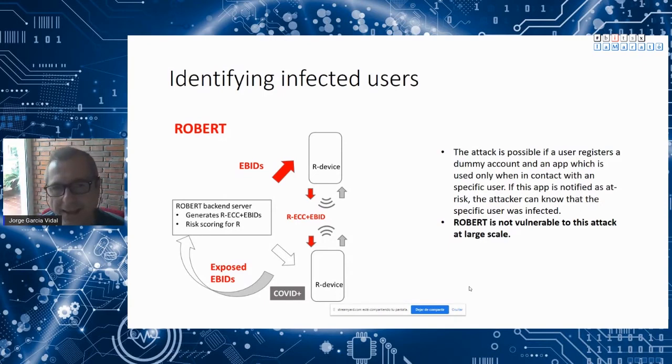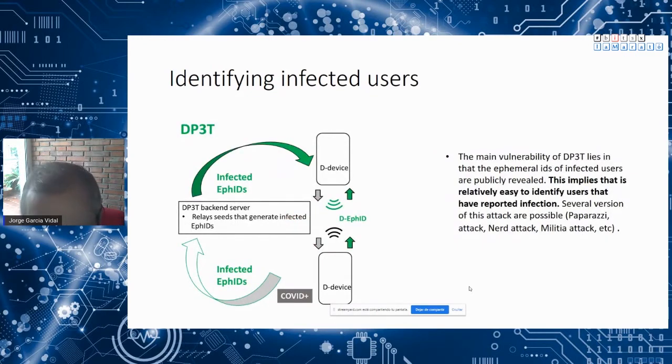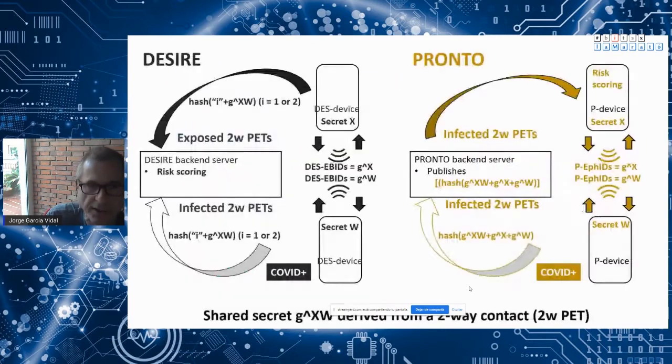So this attack is not feasible at large scale in the case of ROBERT, but this attack is pretty simple to be done in the case of DP3T, because if I have a Bluetooth low energy receiver and I can, for instance, install a video camera, I can cross information of timing and persons, for instance, faces, and I receive the list of infected IDs, I could identify whether some of the users has received a positive test, and so I could potentially publish a list of people that have been infected by COVID. So this is not very nice, and this is a vulnerability that, at least in theory, is possible in the case of DP3T GAEN. And there are also other types of attacks, mainly based on this vulnerability.